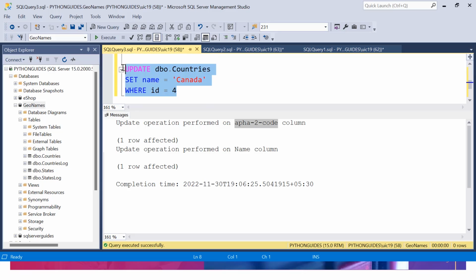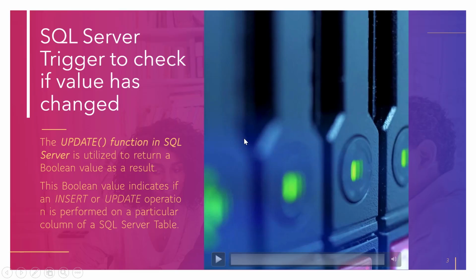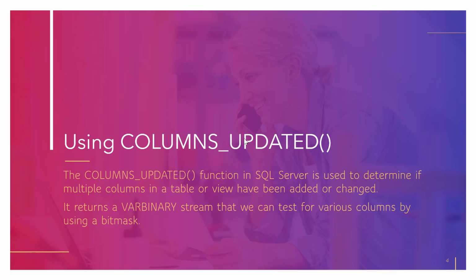In the same manner, for the second update statement, we got this result where the update operation is performed on the name column. So I hope with this you all understand how we can use the update function to check which column is being changed. Let's move forward and discuss the second method.